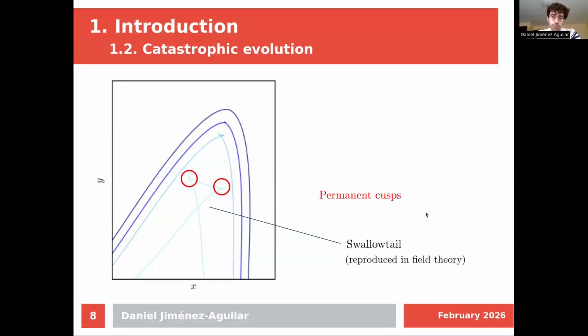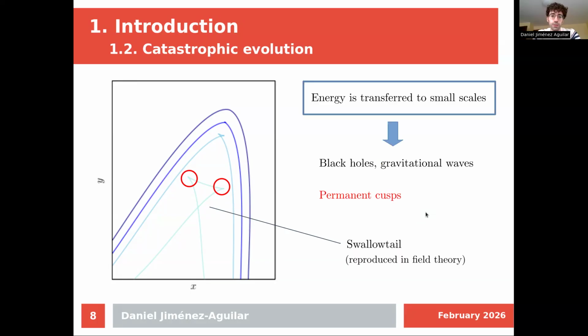Although this was the Nambu-Goto evolution, we will see that this also happens in field theory. We believe that this phenomenon could have very important consequences for black hole formation or gravitational waves, because this process is a mechanism by which the string concentrates energy to very small scales.